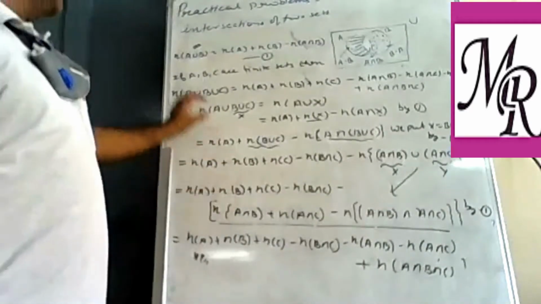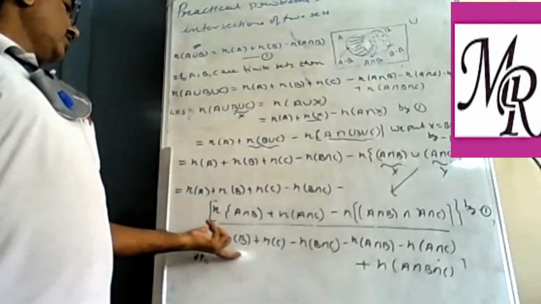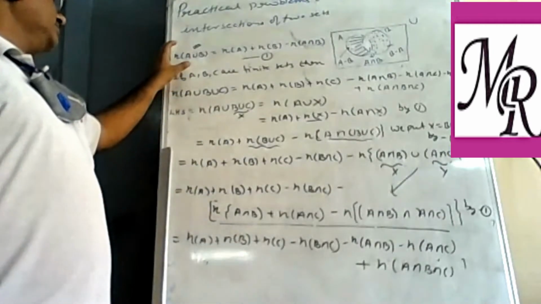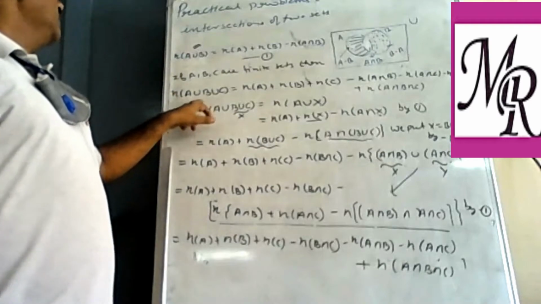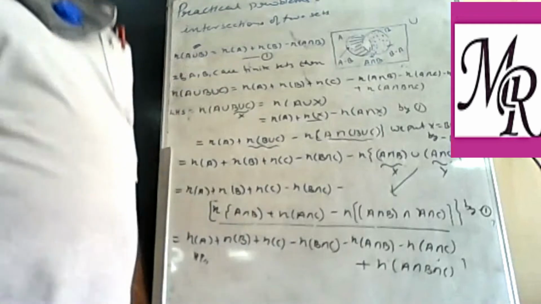Now we see word problems based on this formula. This is a very important formula we have to use. This is also for 3 sets. If we have 3 sets, then we can use this formula, and if we have 2, then we can use this. This is clear?